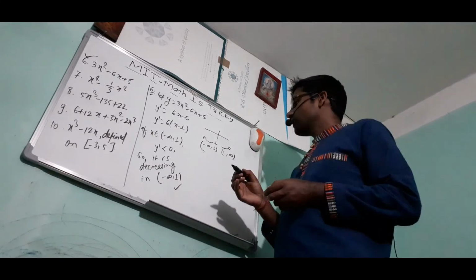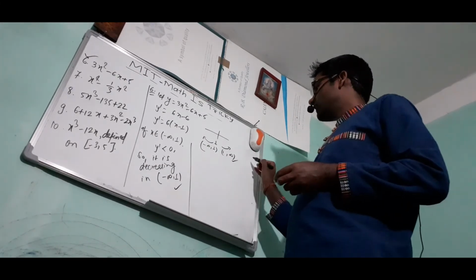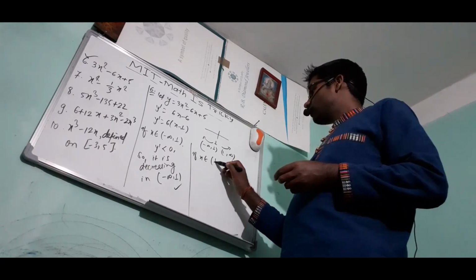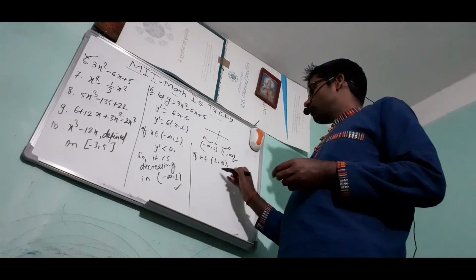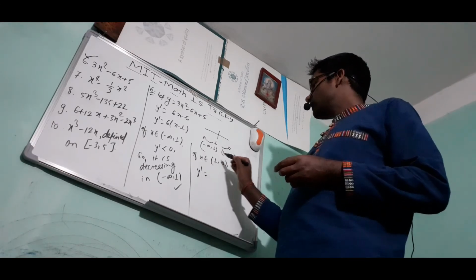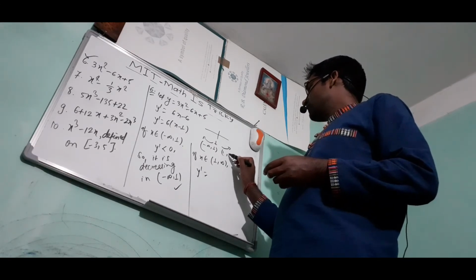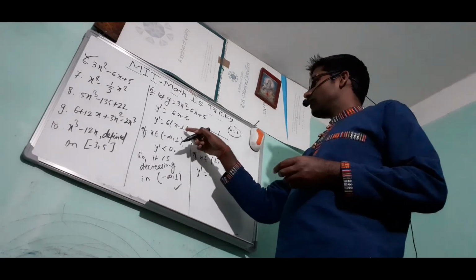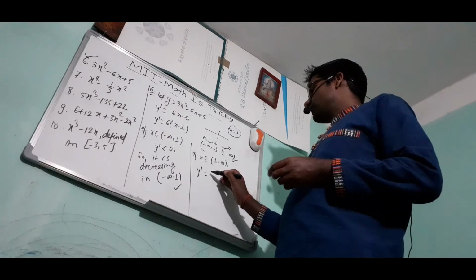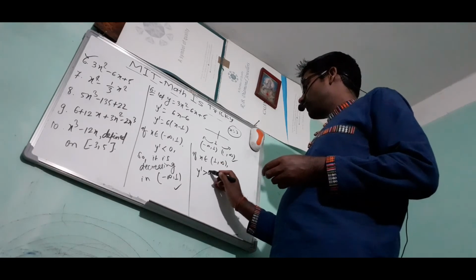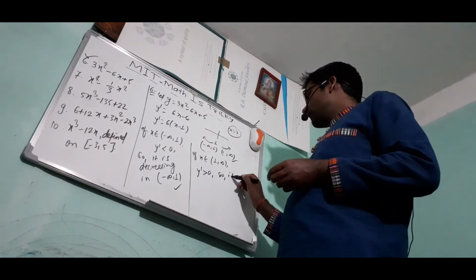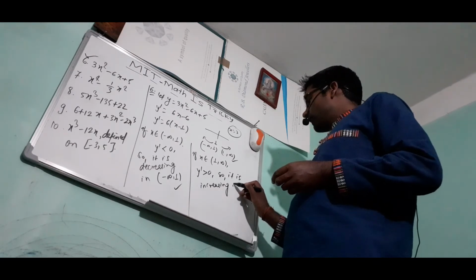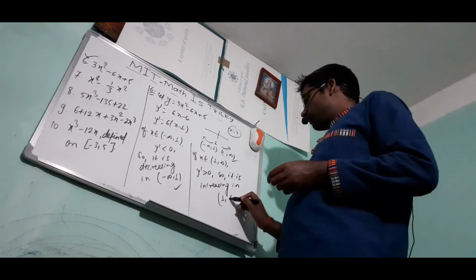First part is this. Now let's check for the second interval. So if x belongs to 1 to infinity, how to know y dash? Take any value just greater than 1. If you take x equals 2, you'll get 2 minus 1, positive. That means y dash is positive. So we can write it is increasing in the interval 1 to infinity.